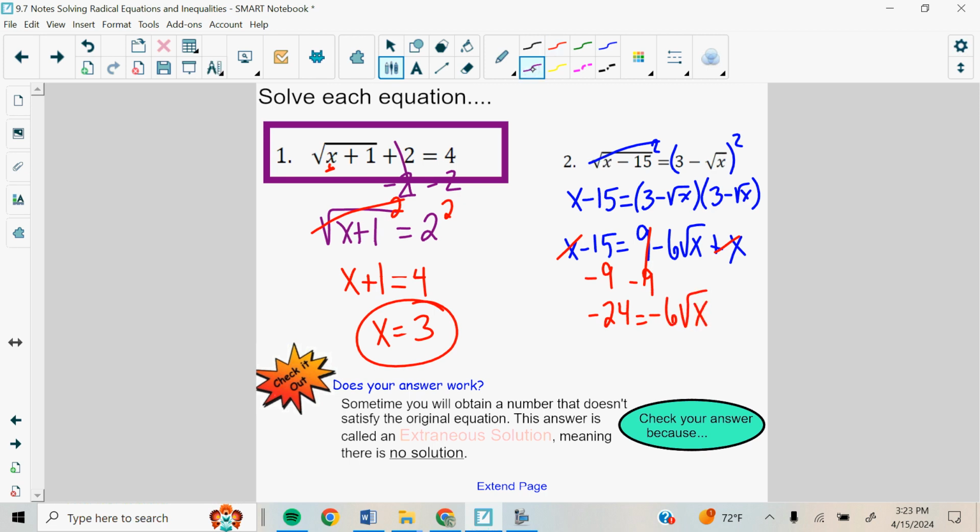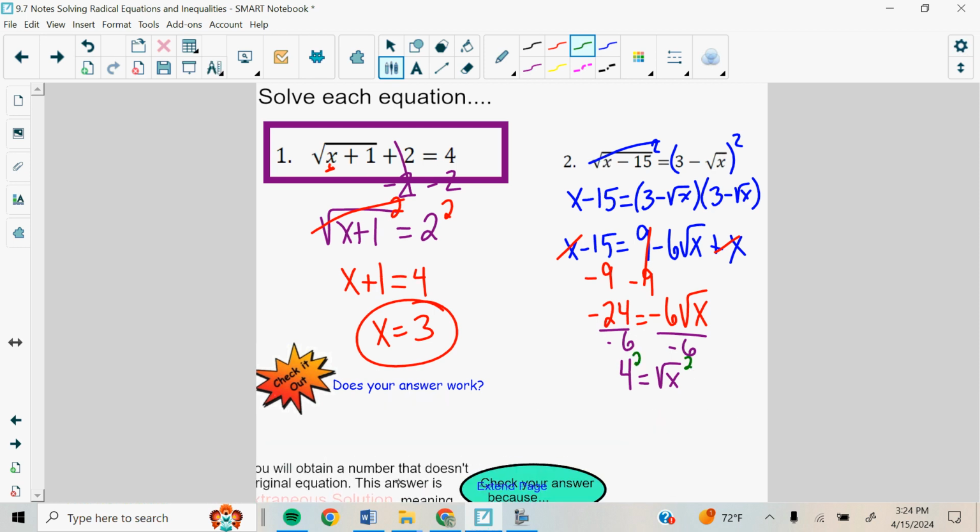At this step, our radical is by itself. So I'm going to divide by negative 6, and I get 4 equals the square root of x. I want to get the x by itself, so I'm going to square both sides. When I square both sides, I get 16 equals x. If you take that back up and plug it back in, you find that it works out on both sides.